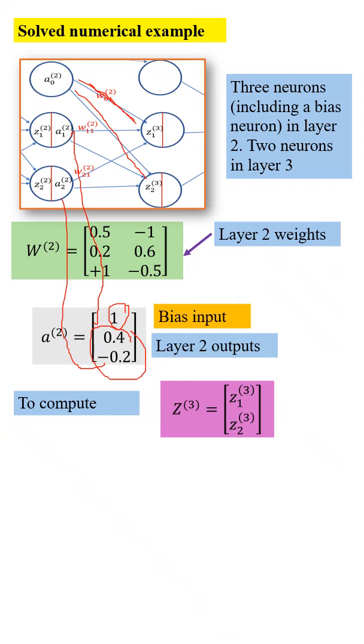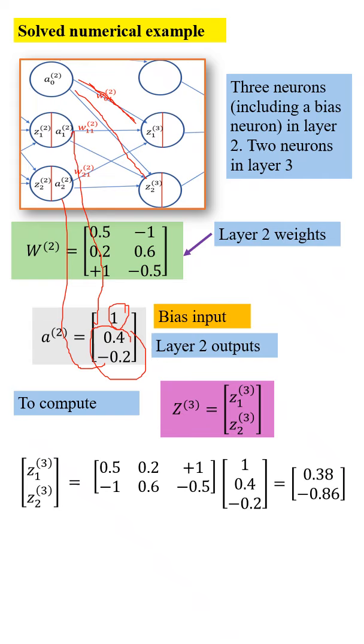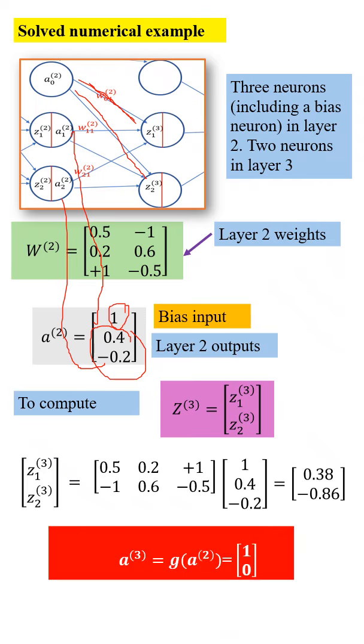We want to compute Z3. So simply take the transpose of W, multiply it with A, and we get these values, 0.38 and minus 0.86. We have 2 neurons, so 2 Z values. Assuming the step function as the activation function with 0 threshold, the activation output for the upper neuron, the A value here, comes out to be 1 because we get 0.38, and for the lower one it is 0 because we get the value of Z as minus 0.86.